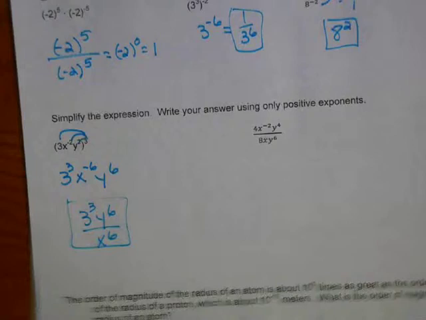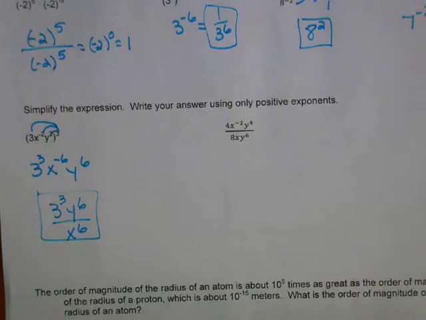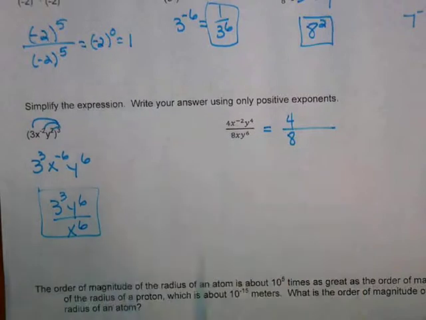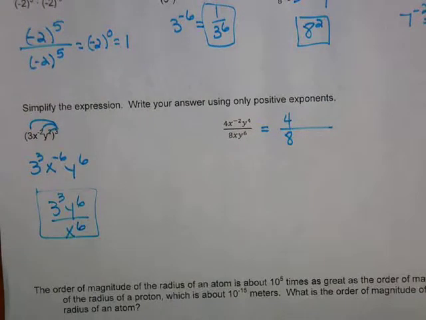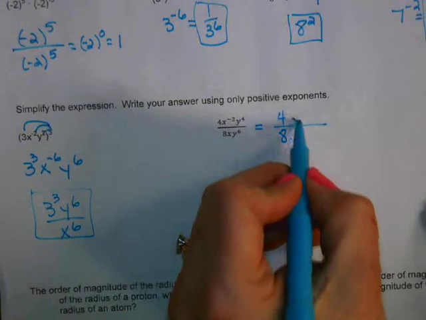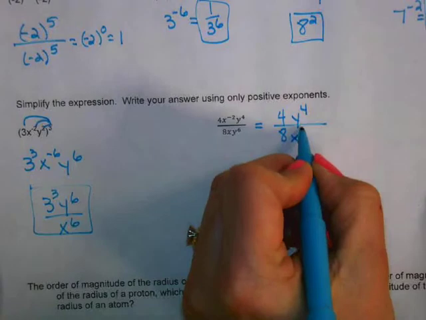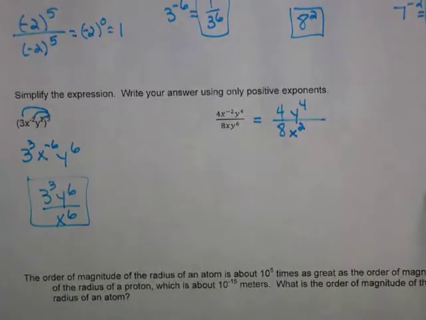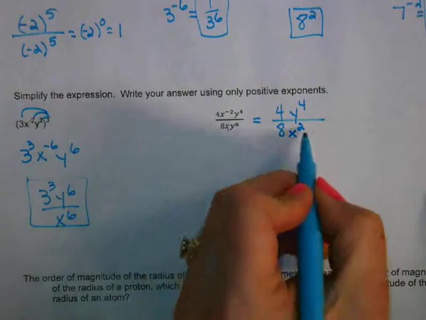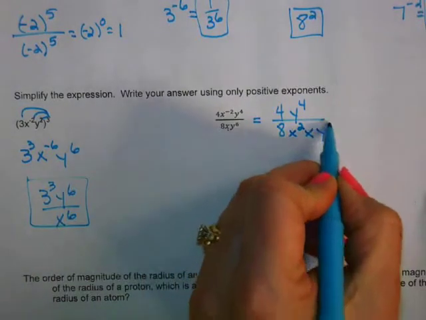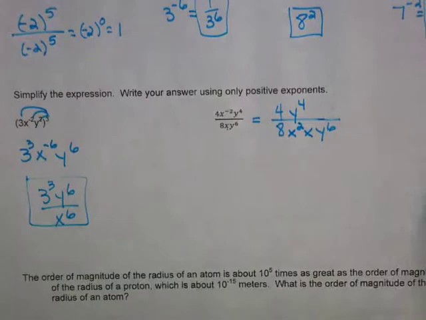Okay, this one kind of has some stuff going on. So when I get a problem like this, the first thing I would do is move my negative exponents and rewrite it so I can see what's happening. So I still have 4 and 8. That negative 2 is not on the 4, it's not on the y, it's only on that x. That's what gets moved, nothing else. Okay? So y to the 4th stays up there. X to the negative 2 comes down below and becomes x squared. I still have my x, and I still have y to the 6 down here. Yes, we're not done yet.